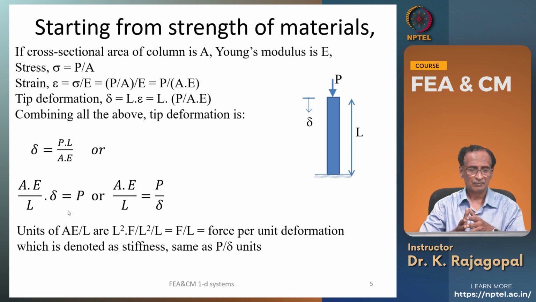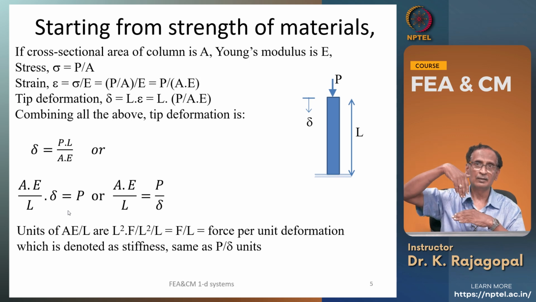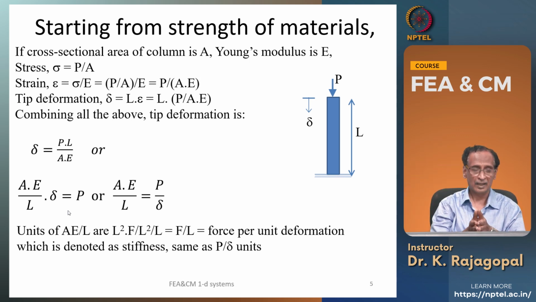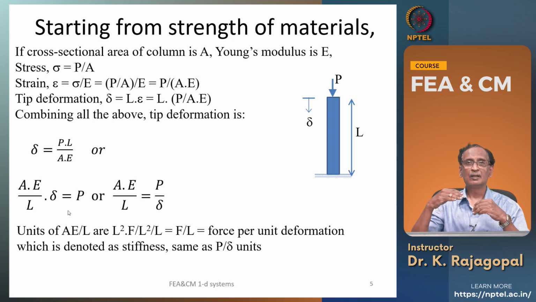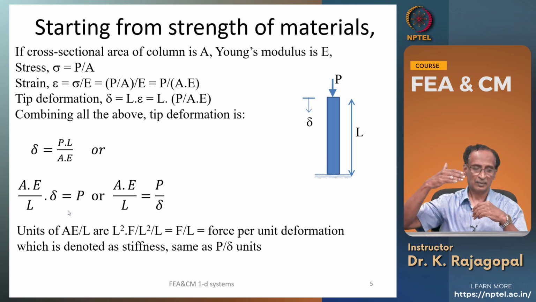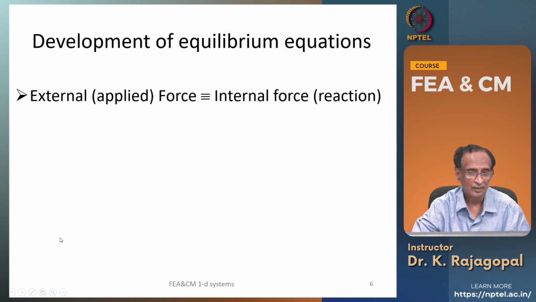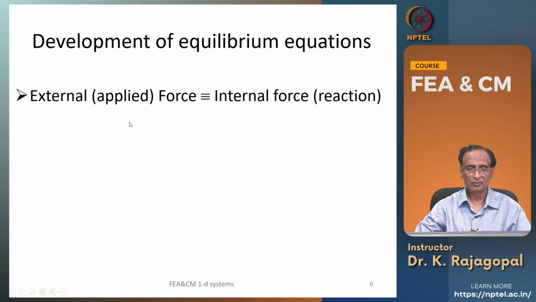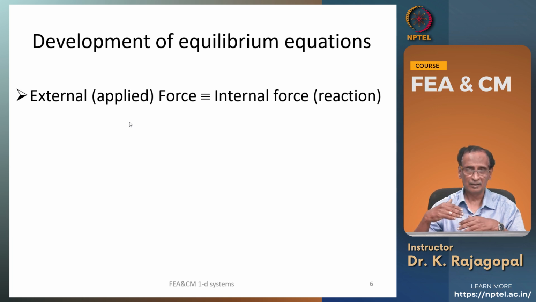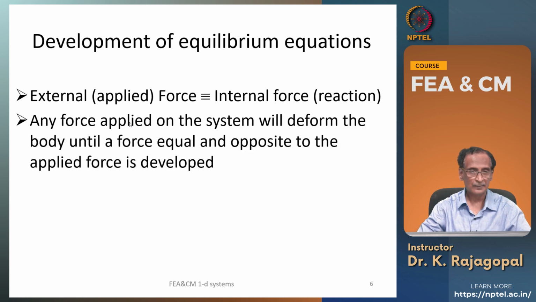in some other manner. On the right hand side we have the applied force, that's what we are applying on the system, and AE by L times delta is the reaction force. So, at some point the reaction force should be exactly equal to the applied force, okay? And that is what we call equilibrium, okay? And so, what we mean by equilibrium is externally applied force should be exactly equal to the internal force of the reaction. That is, reaction is developed by the body to resist the applied forces, okay?